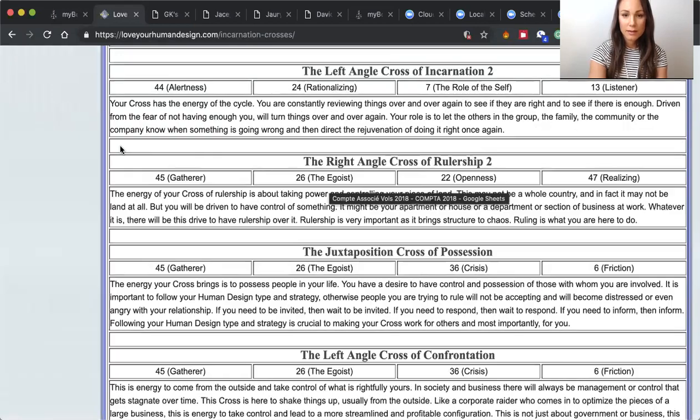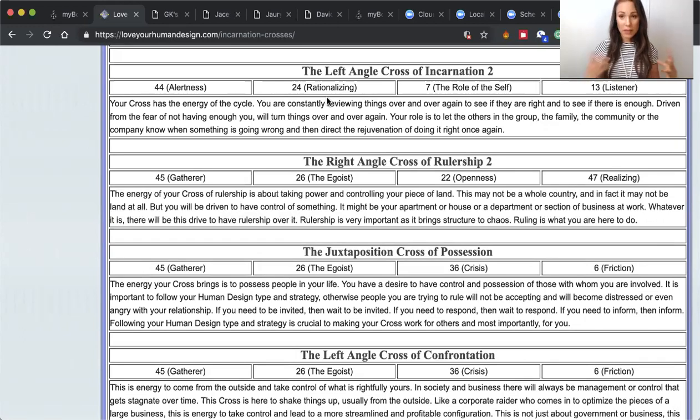So here it says, the energy of your cross of rulership is about taking power and controlling your piece of land. This might not be a country. In fact, it may not be land at all. You're driven to take control of something. It might be your apartment or house or a department or section of business work. Whatever it is, there will be this drive to have rulership over it. Rulership is very important as it brings structure to chaos. Ruling is what you are here to do.